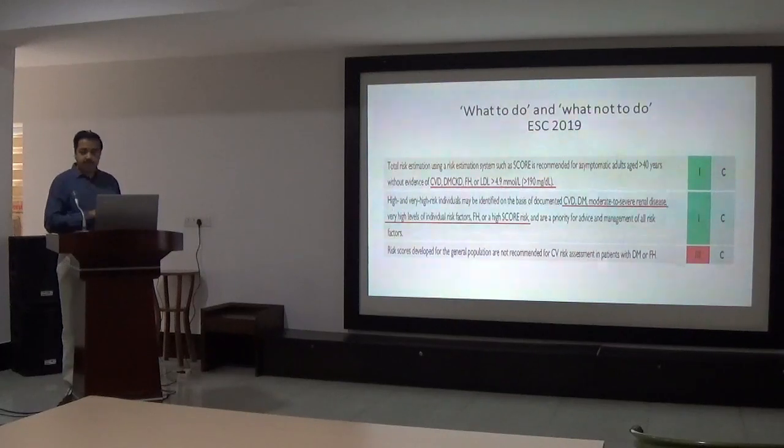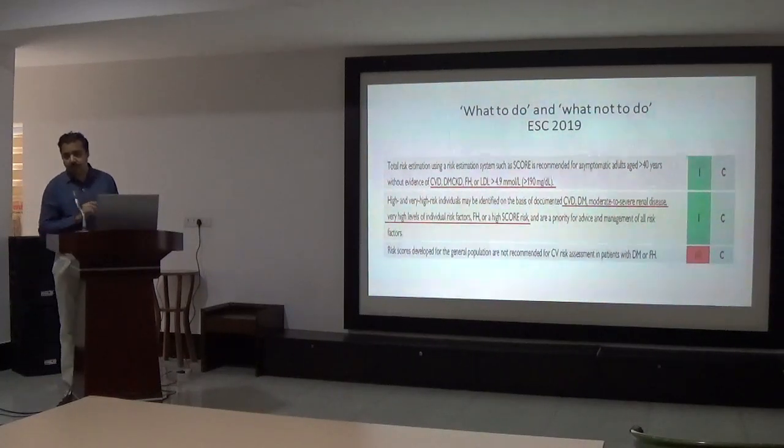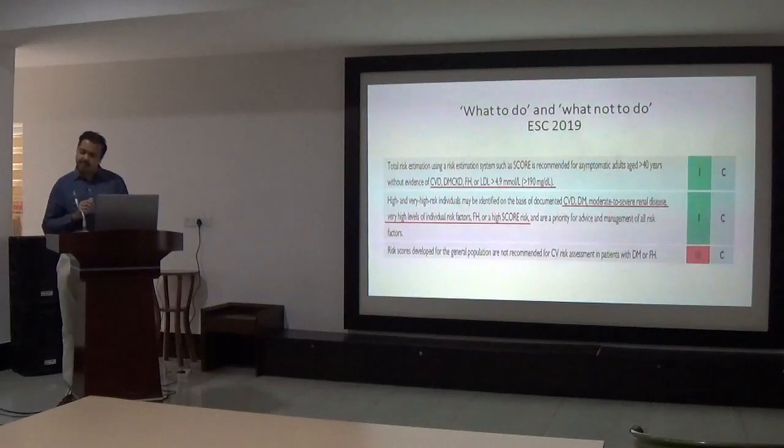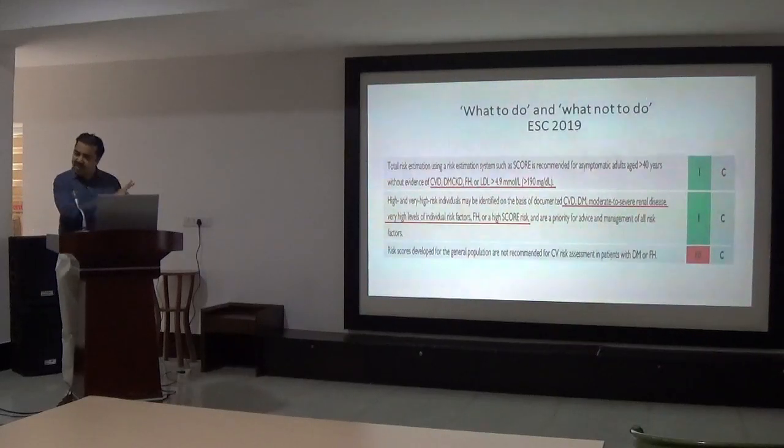So here again my point is, the patient is not having diabetes. He is having metabolic syndrome. He is having pre-diabetes. And LDL just 160, 170. Now this doesn't fit into the criteria, but still he is at high risk. So there are some criteria that are there.